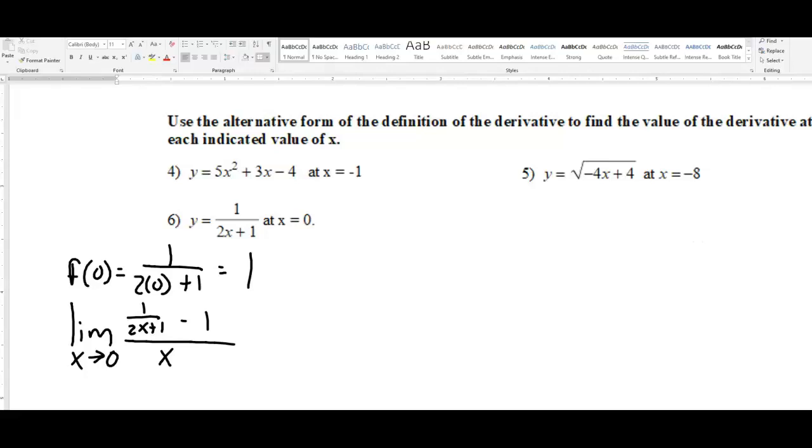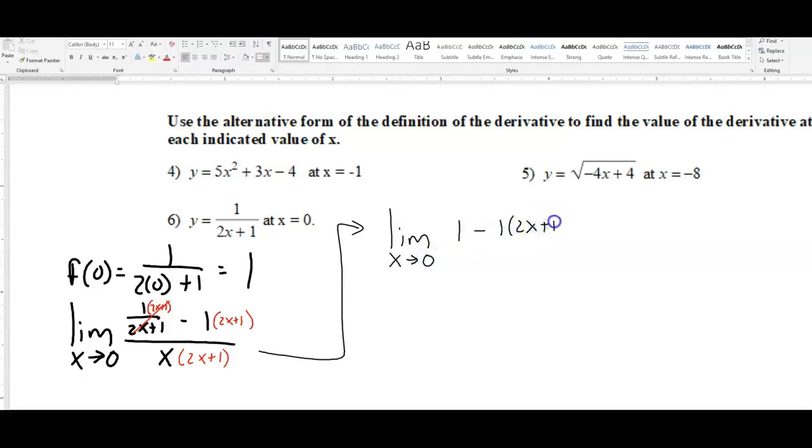So we have a complex fraction. So what do we do when we have complex fractions? We multiply everything by the little denominator. So I'm going to multiply everything by 2x plus 1 so that these cancel out. As a result of doing that, we will have the limit as x approaches 0 of 1 minus 1 times 2x plus 1 all over x times 2x plus 1. Next, we're going to distribute the -1 into the parentheses.